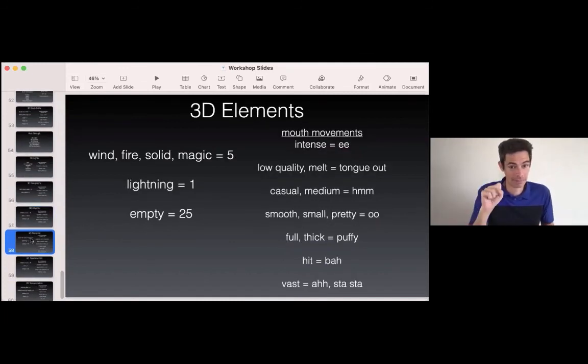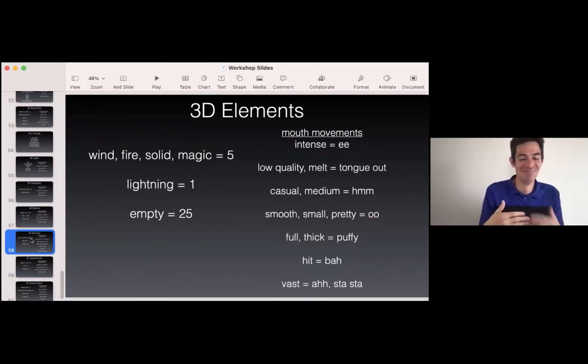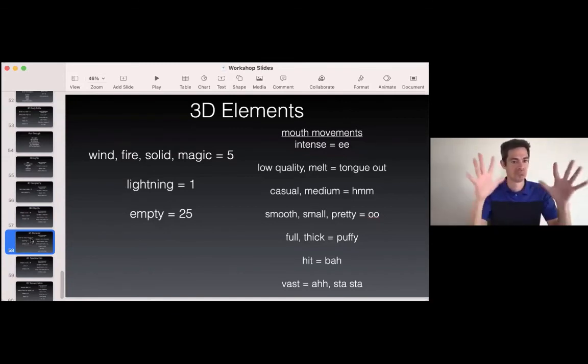Now, 3D elements. So the sign for elements is unknown, but I use kind of like a snow combination to rain as elements. But you can use your hand shape, your 5 hand shape, for wind, fire, solid, magic. And so fire, like this.